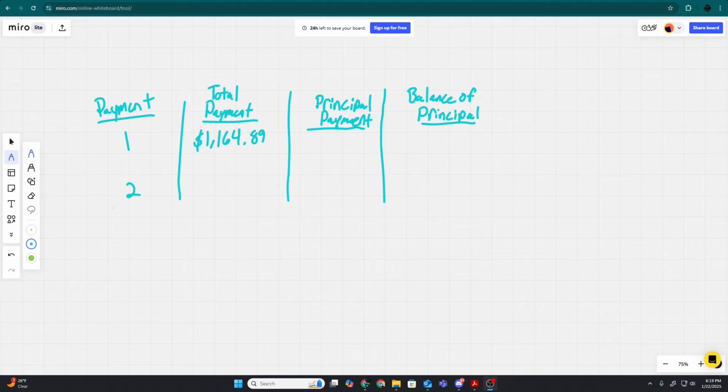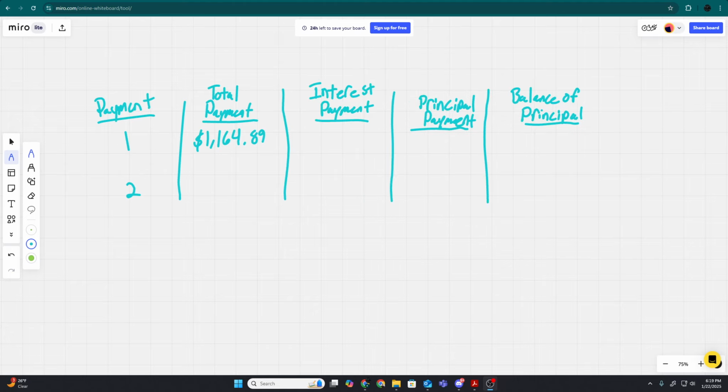Hold on. Yep, missing interest. Hold on a second. All right, now we got it all. So we have the interest payment. So what we're going to do next, we're going to do the interest payment. We're going to figure out what that interest is. And then from there, we're going to be able to do the rest of what we got.